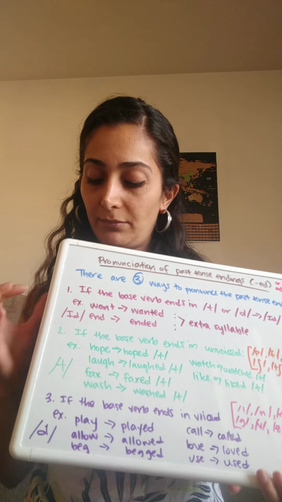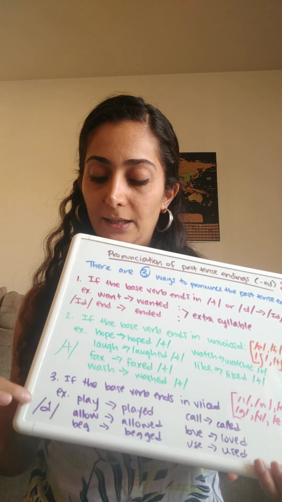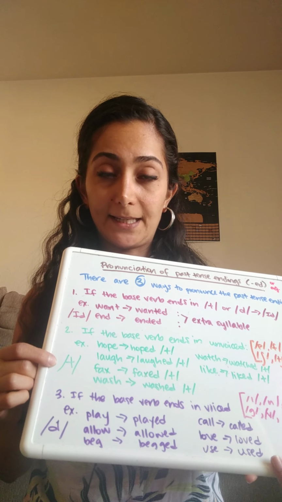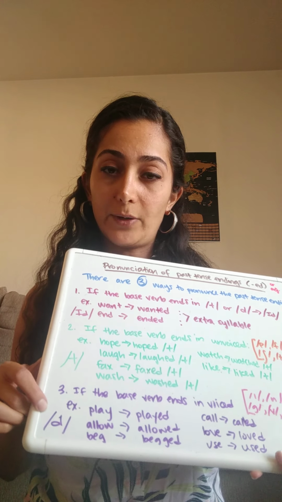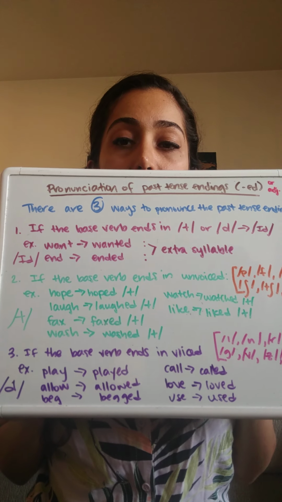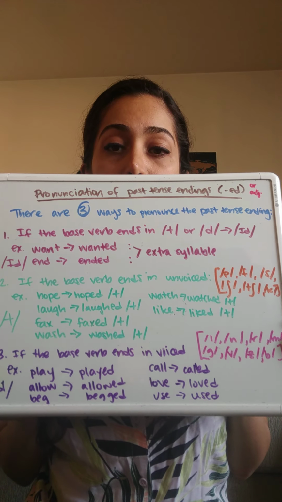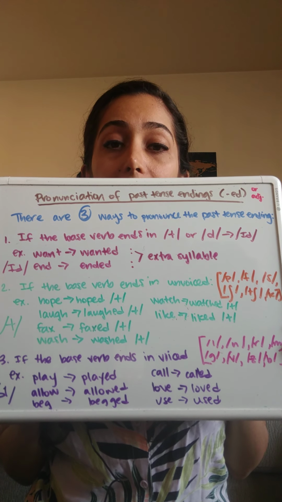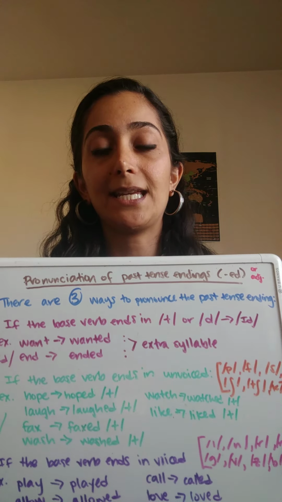So again, id, t, d. Extra syllable, voiceless continues voiceless, voiced continues voiced. Okay, so there you have it, your examples about pronunciation of the past tense ending, usually ending in ed. 3 rules.